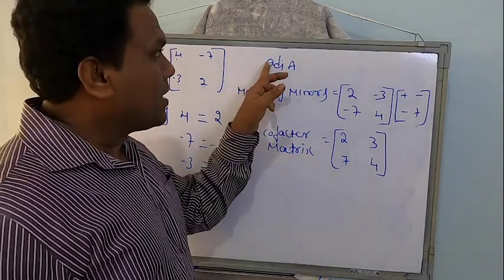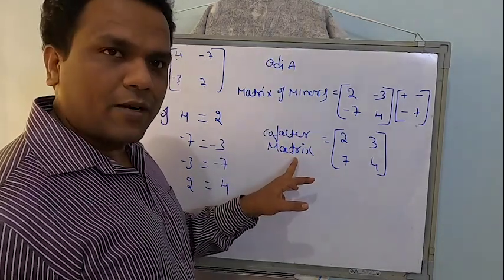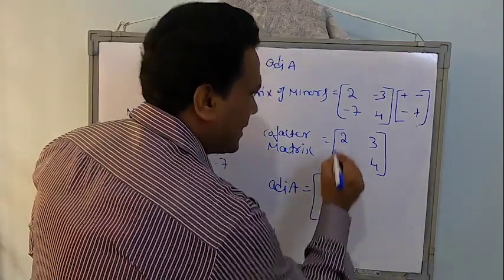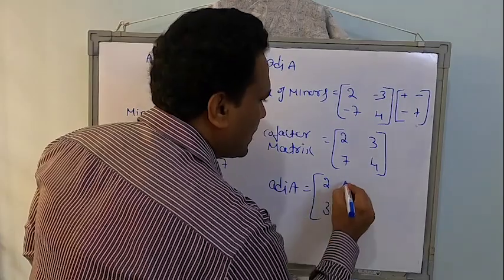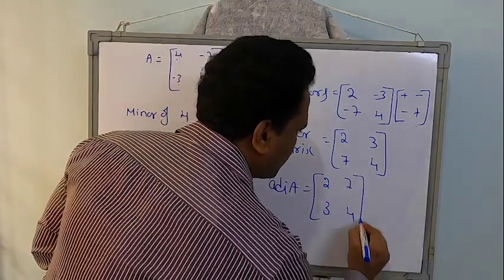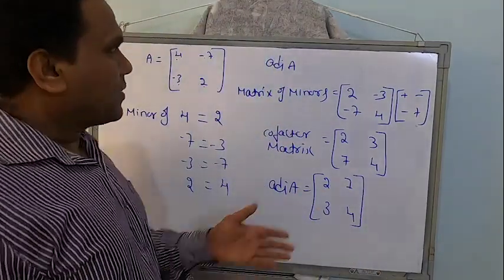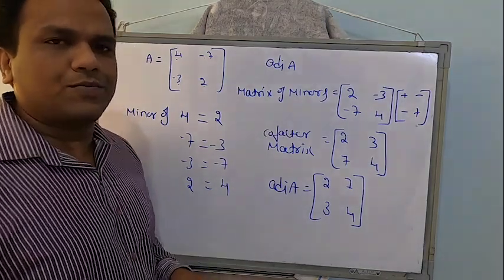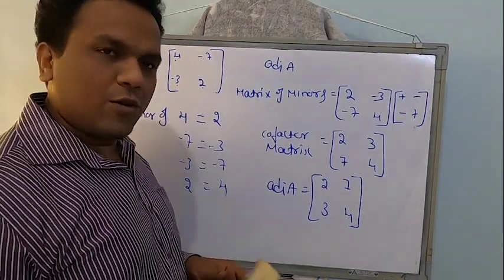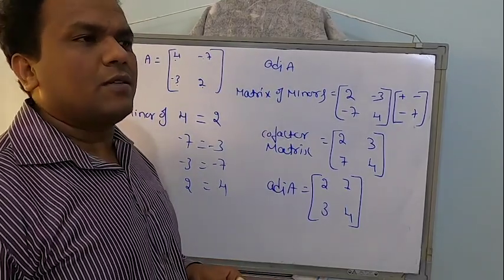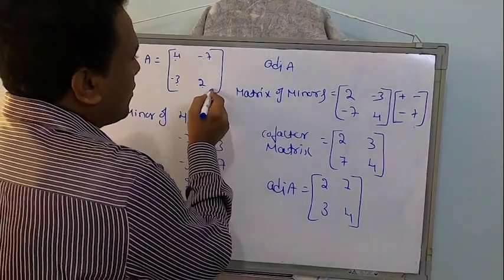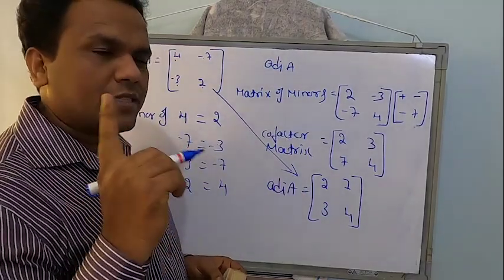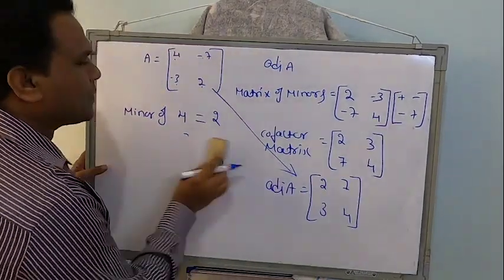So what is adjoint? Adjoint is the transpose of the cofactor matrix, correct? So the adjoint of the matrix A, take the transpose of this: 2, 3, 7, 4. That is how to obtain the adjoint of a 2 cross 2 matrix. Now I would like to tell you there is one shortcut method of finding it for a 2 cross 2. You can find the adjoint in only one step. This is the shortcut method I am going to explain.